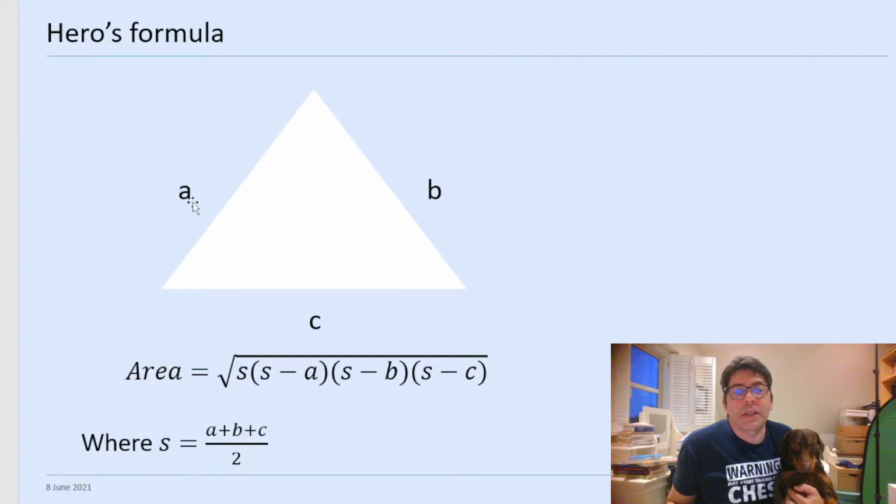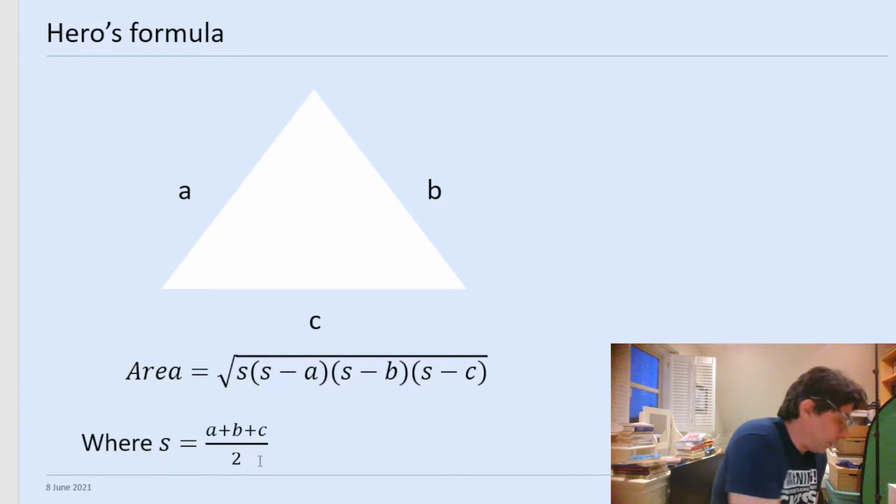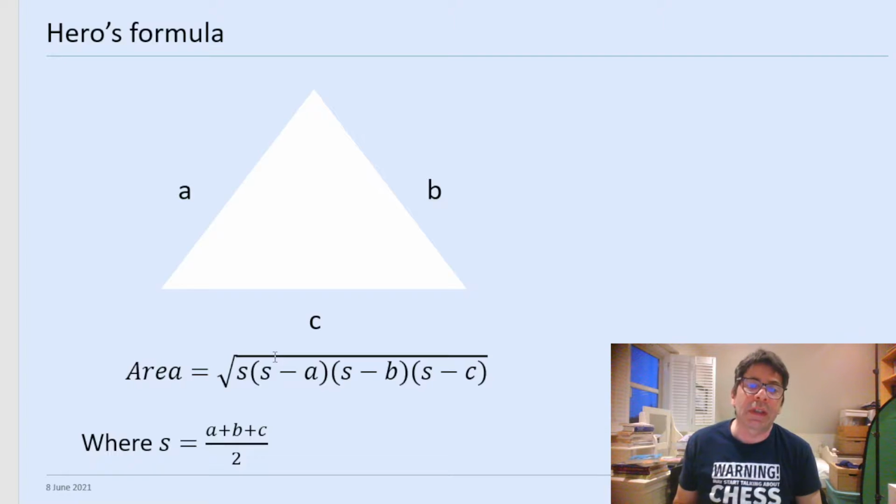Hero's formula. Given a triangle with sides a, b and c, apparently, according to Hero, who wrote a book at about 60 AD in ancient Greece, the area equals the square root of s times (s minus a) times (s minus b) times (s minus c), where s is the semi-perimeter, (a plus b plus c) over 2. So this is a very pretty formula, very symmetric. If we permute a, b and c, it stays the same.